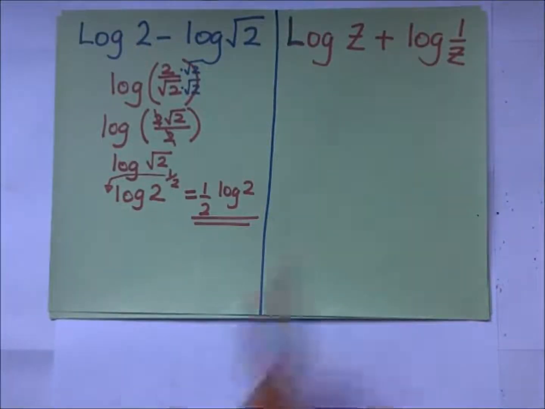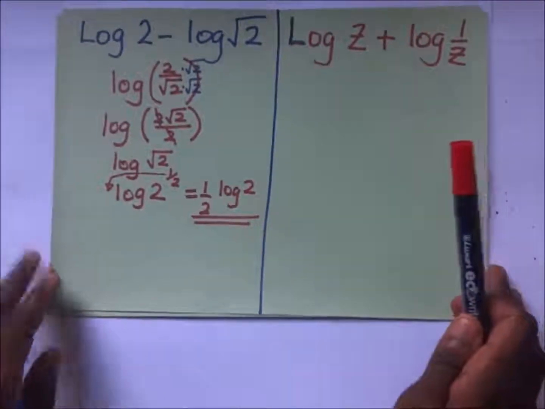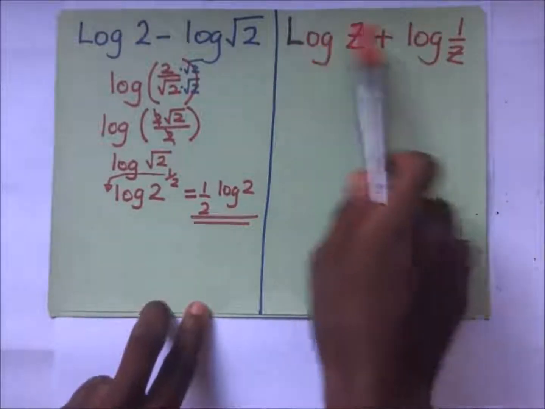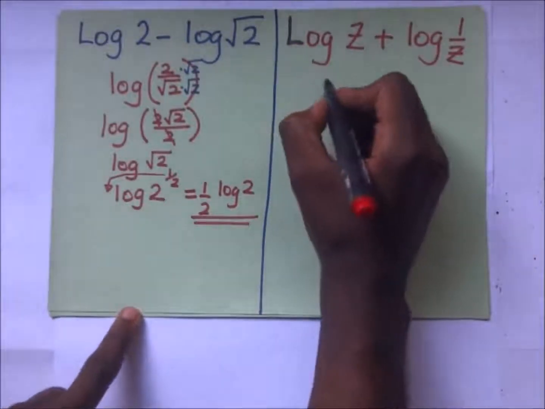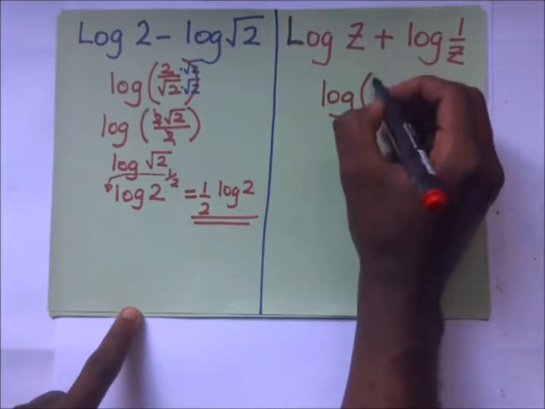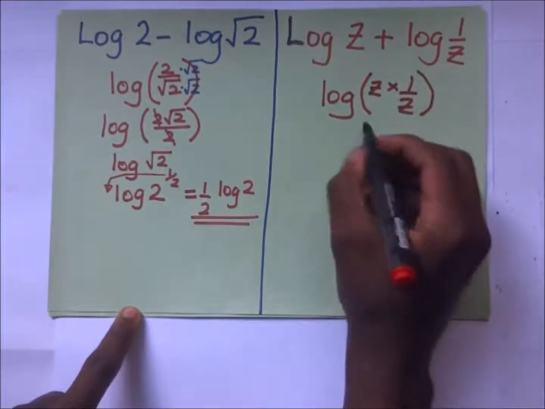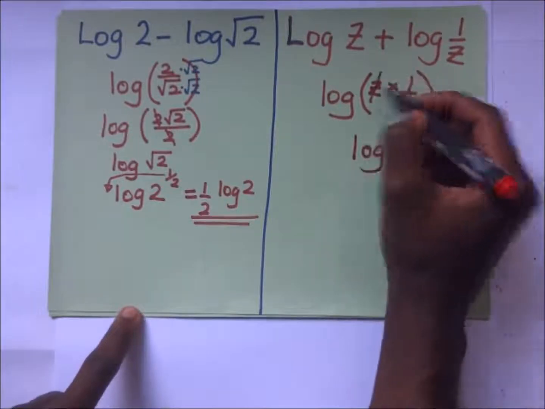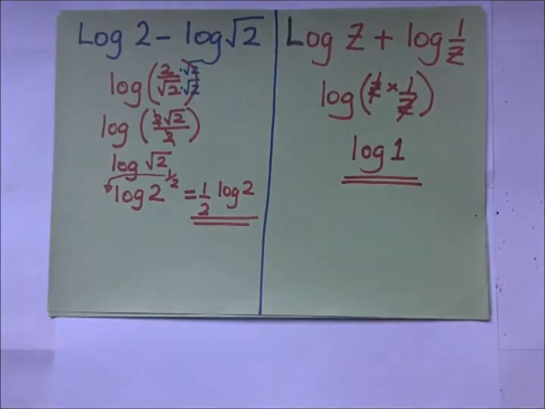Going on to this other number, we have the logarithm of z plus log of 1 over z. Still here, it is addition of logarithms, and the coefficient of each of these logarithms is 1. So what we shall do is simple. We maintain the logarithm with the same base, and we multiply the numbers. So it's going to become z times 1 over z. And definitely the answer there is the logarithm of, this z goes with that z, log 1. Log 1 is the answer, and it's base 10. We said that when the base of a logarithm is not given, it is assumed to be 10.